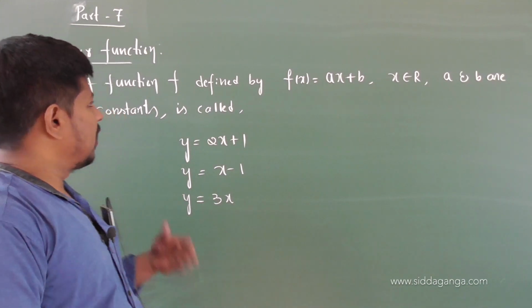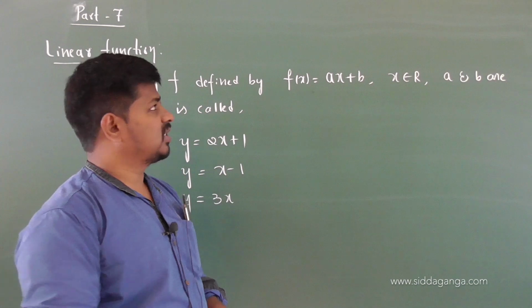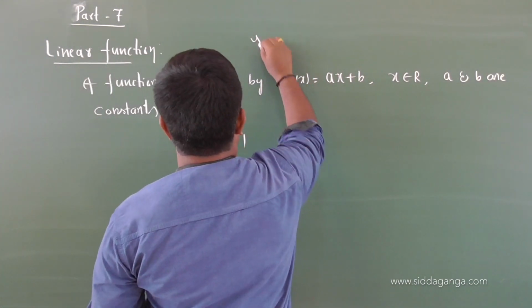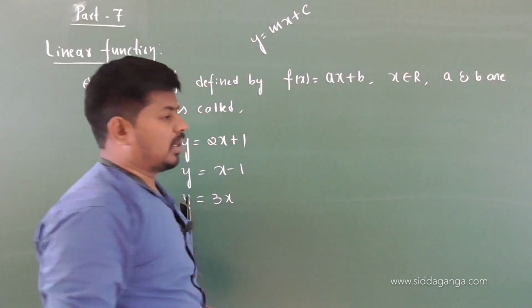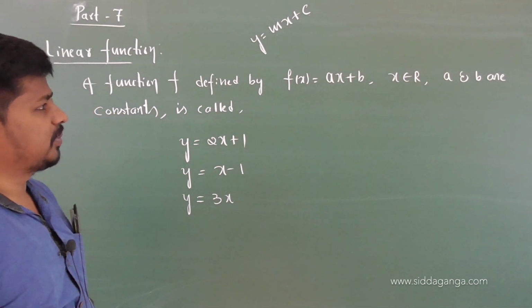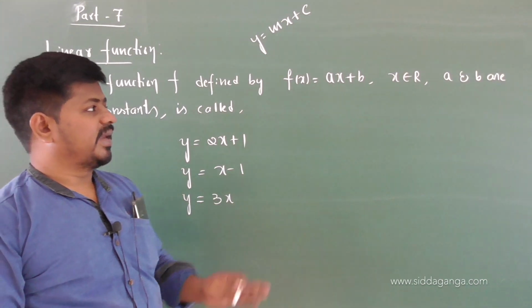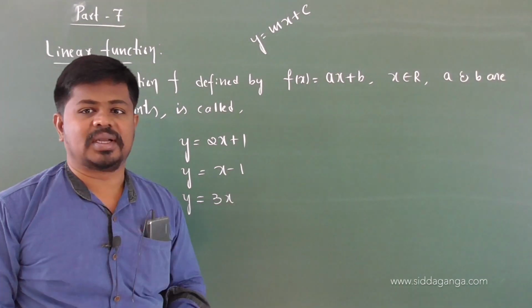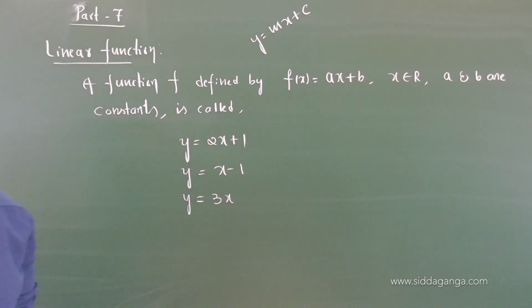So the definition is: a function of the type f of x is equal to ax plus b, or sometimes we take y is equal to mx plus c, where m and c are constants, for all real numbers x, and a and b are constants. This type of function we call a linear function. And there will be a question related to this, important for examination. Let me discuss that.